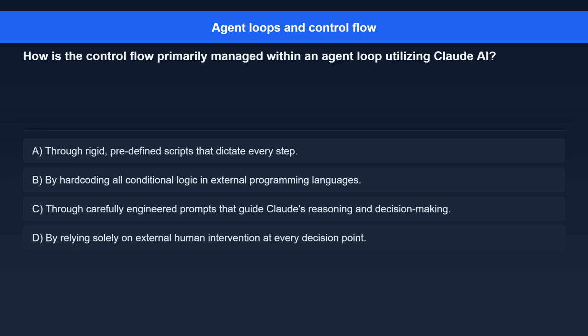Question 6. How is the control flow primarily managed within an agent loop utilizing Claude AI? Option A. Through rigid, predefined scripts that dictate every step. Option B. By hard-coding all conditional logic in external programming languages. Option C. Through carefully engineered prompts that guide Claude's reasoning and decision-making. Option D. By relying solely on external human intervention at every decision point.